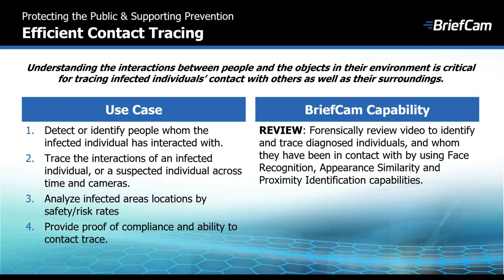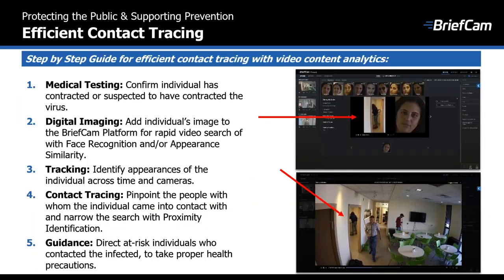With Briefcam's review module, we can forensically review video to identify and trace individuals using facial recognition, appearance similarity, and now also with our new proximity identification. This is a new technology that allows the investigator or the contact tracer to further accelerate their time to target, if you will, based on distance and time filters that Seva will show us momentarily. So what does efficient video-based contact tracing mean with Briefcam?